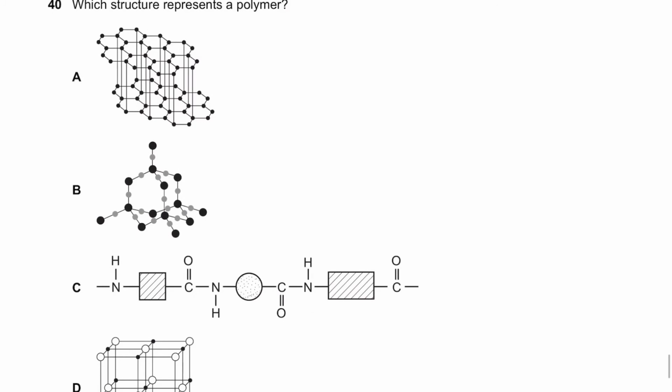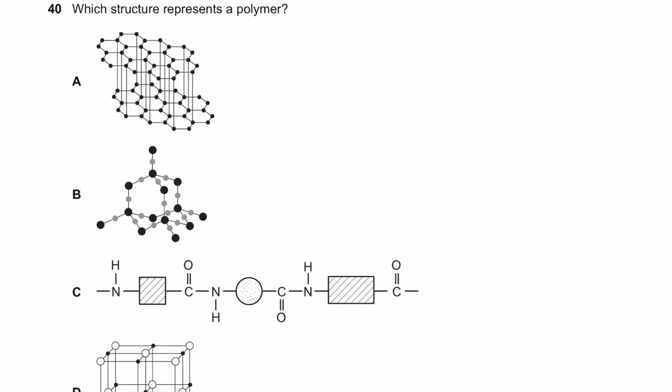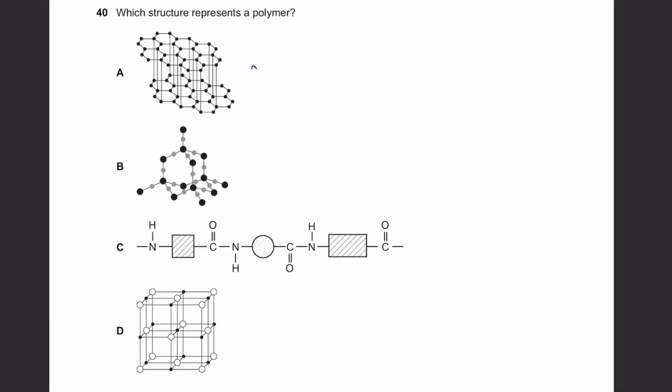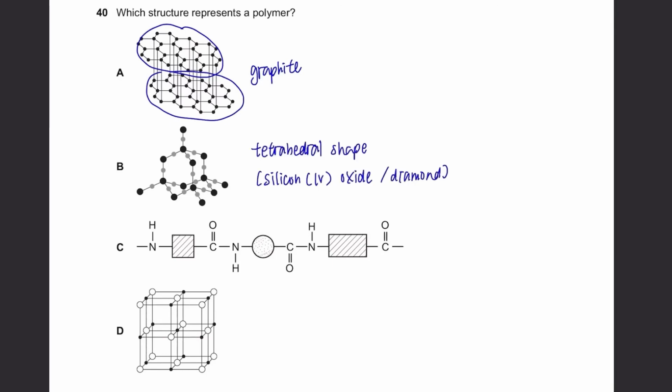Question 40. Which structure represents a polymer? You have probably seen these diagrams before in your textbook. A is often used to show the structure of graphite, which has layers of atoms joined together that are able to slide over each other. B is a tetrahedral structure, used to describe silicon(IV) oxide or diamond. C is a polymer, often used in organic chemistry. D is a structure of an ionic compound like sodium chloride. So the answer is C.